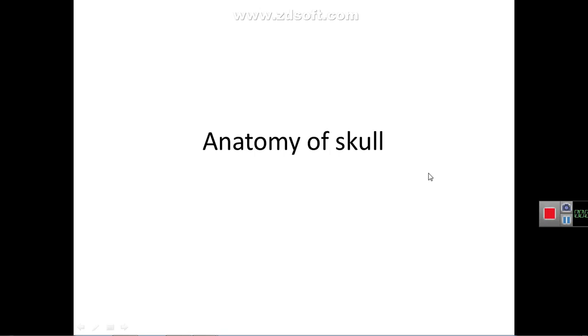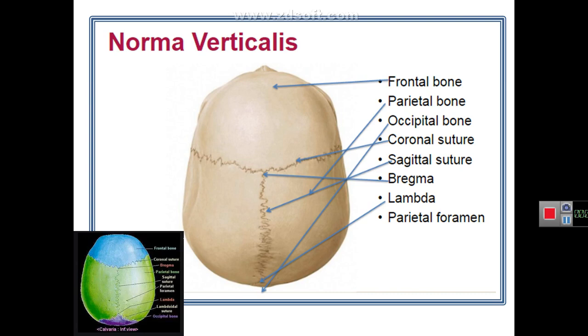Haider Jawad Mubarak. This is a presentation on the osteology of the skull, or anatomy of the skull. Usually the skull is studied when you look at it from different directions. For example, if you look at it from above, the superior view is called norma verticalis. If you look at the skull from the anterior aspect, the front, you will say this is norma frontalis. If you look at the skull from the lateral side, it will be norma lateralis. Therefore, we will start with the superior view of the skull, which is norma verticalis.